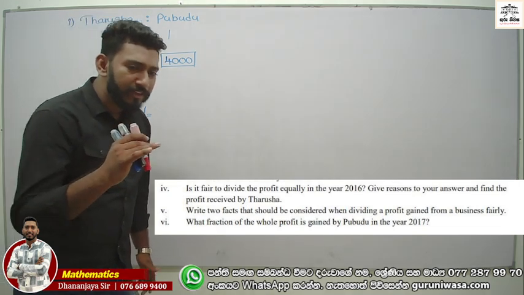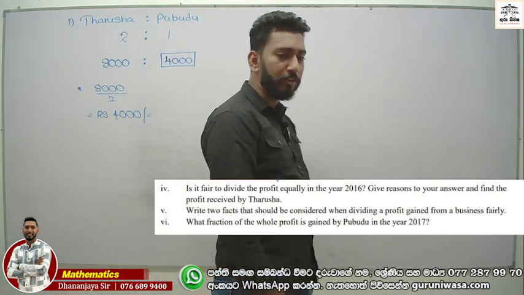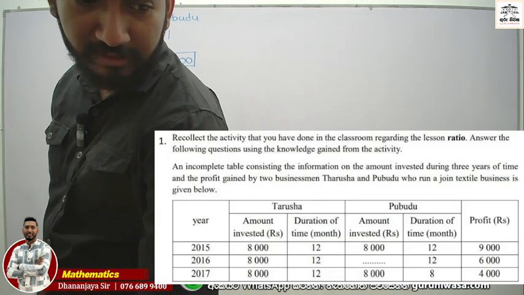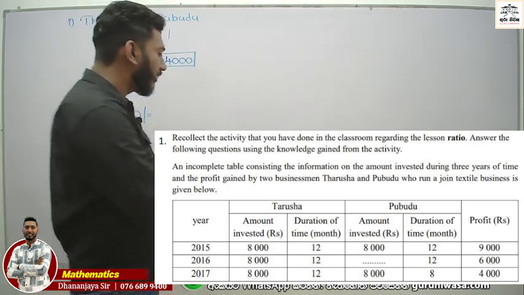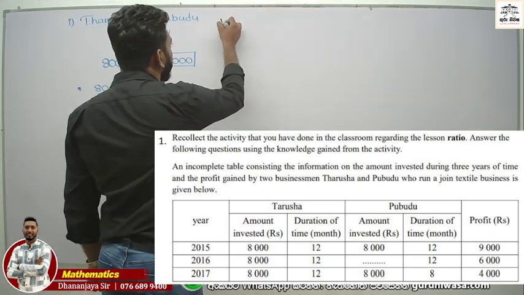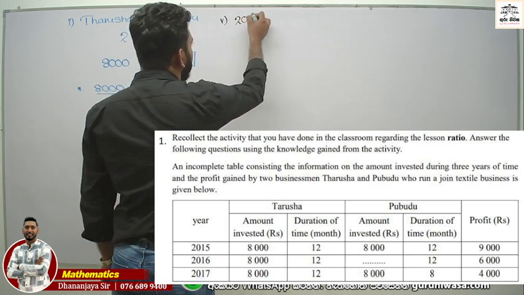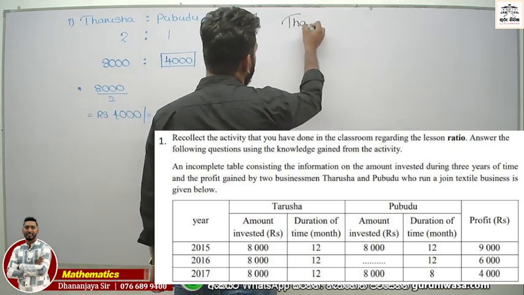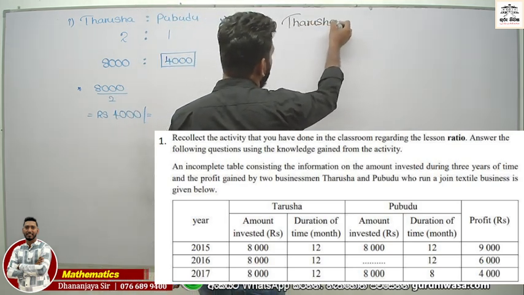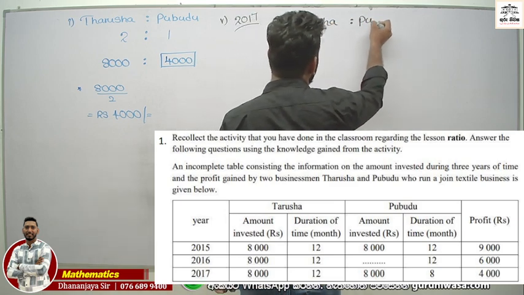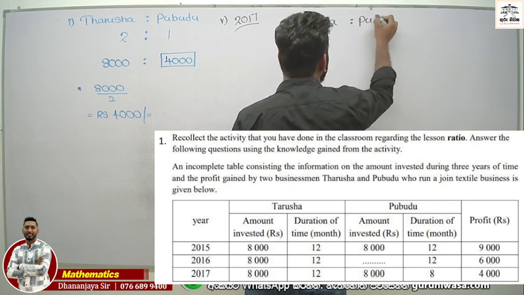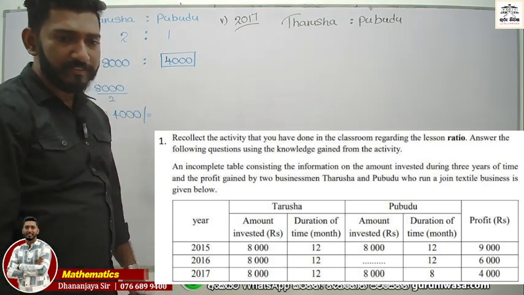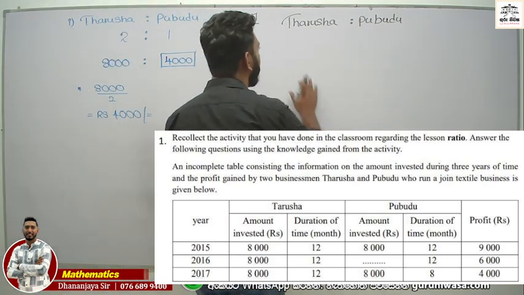What fraction of the whole profit is gained by Pubudu in the year 2017? Now we are going to look at 2017. What is the scenario in 2017? Year 2017, Tarusha and Pubudu. Right? 2017. There are different times now.